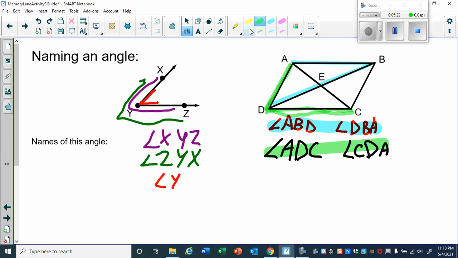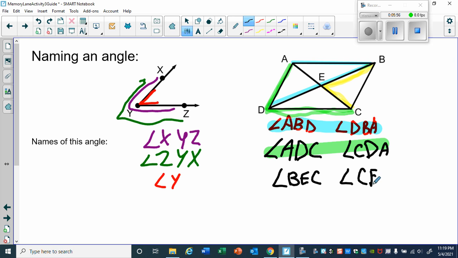Now I'm going to show you one other one. What if we had this angle here? So we start from B, go down to E, and from E down to C. So the yellow, I'm going to highlight it as BEC. Or we can go CEB. They mean the same angle.